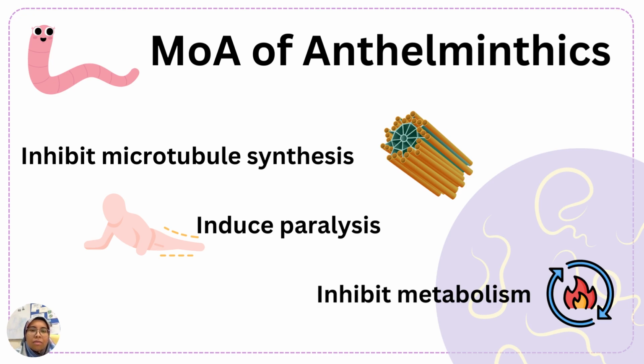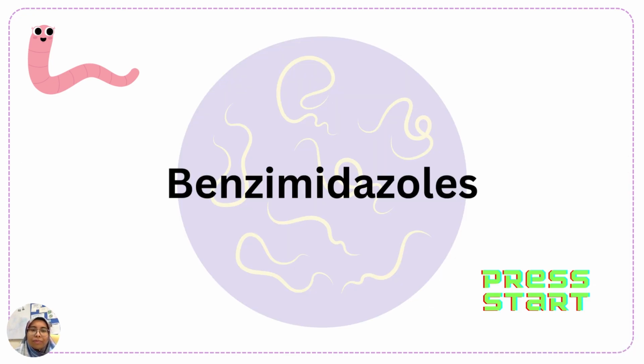Okay, these are the mechanisms of antihelminthics. In general, this is what antihelminthics can do. One, it can inhibit microtubule synthesis. It can induce paralysis. A bulk of them actually induce paralysis, because the worms cannot move. And also inhibit metabolism. When it inhibits metabolism, there's no production of energy, so of course there are no movements. If you don't have energy, you die. So that is the mechanism of action in general.